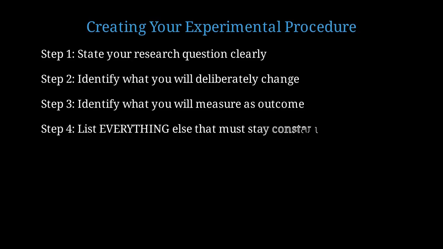Step 4. Make an explicit list of everything else that must stay constant. Don't skip this. Write it down. Same soil type, same water amount, same sunlight hours, same temperature, same plant variety. Step 5. Design exactly how you'll collect data. How often will you measure? What units? What instrument? How many trials?